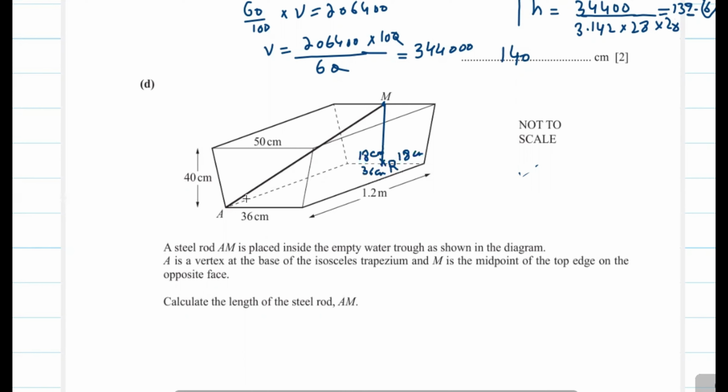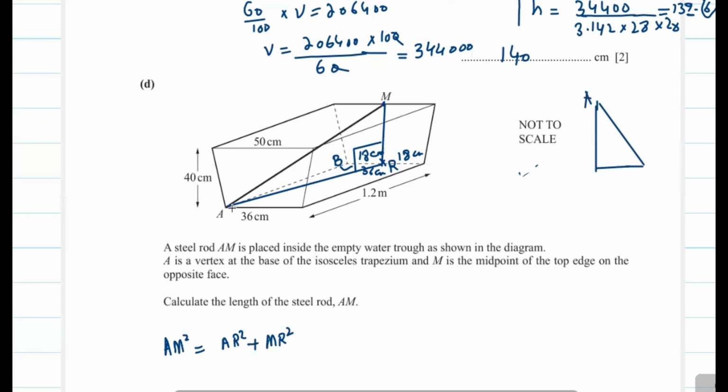Now we join A to R. You see here, this line is AR, and this is a right-angle triangle, AMR. AM square will be equal to AR square plus MR square. Now we find the AR length. To find the AR length, you see here this is a right-angle triangle. We name it A, and this is B, and this is R. ABR is the right-angle triangle.